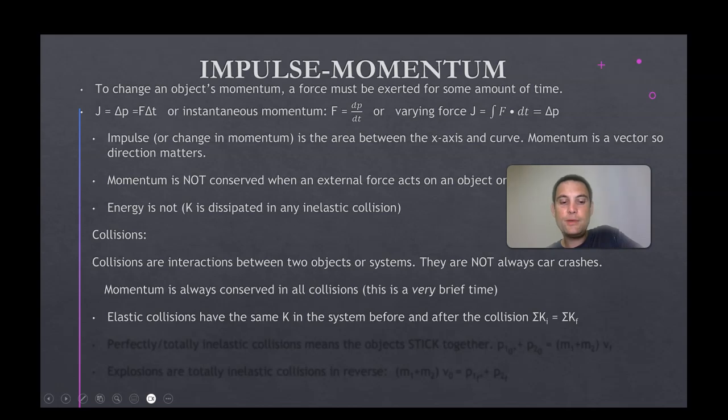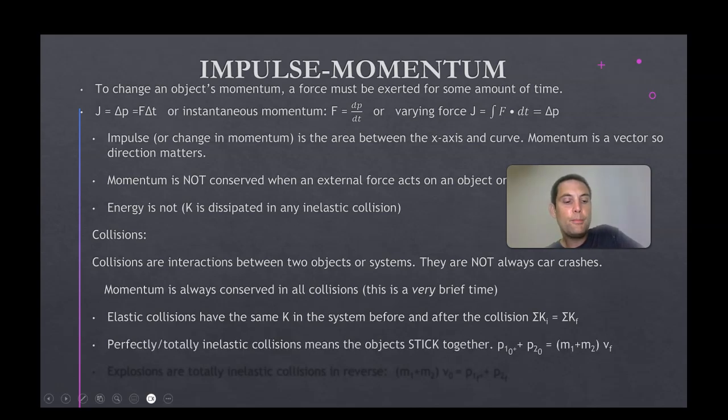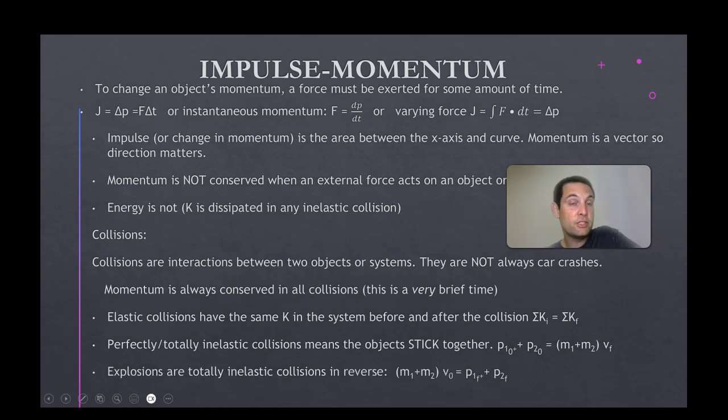Elastic collisions have the same kinetic energy in the system before and after the collision. So if kinetic energy is conserved, it's an elastic collision. Perfectly or totally inelastic collisions mean the objects stick together, so the initial momentum of 1 plus the initial momentum of 2 gives us one final momentum where we have combined masses. Explosions are the same thing but in reverse. We start with a combined momentum and then it splits off into 1, 2, or 100 different pieces.